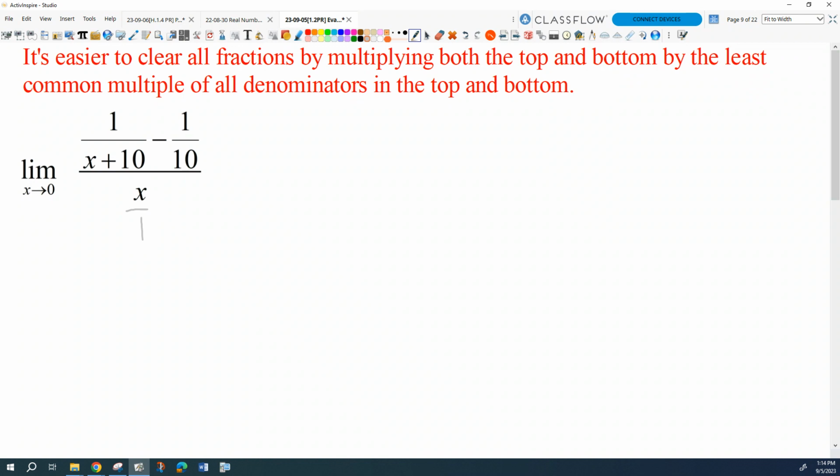Okay, so what we're going to do then is we're just going to distribute through this whole thing on the top and the bottom. We're going to multiply by 10 times the quantity x plus 10.